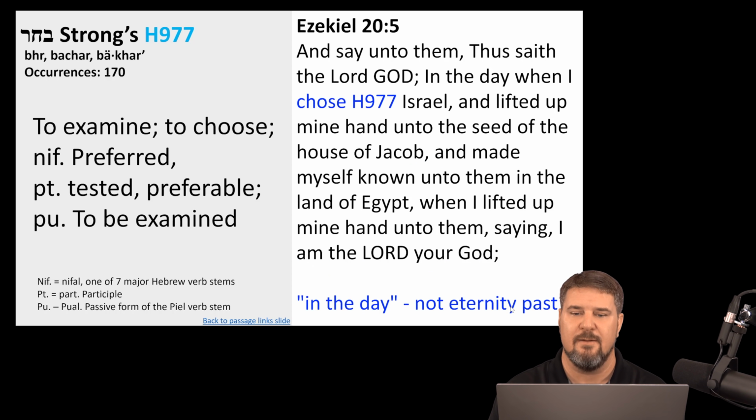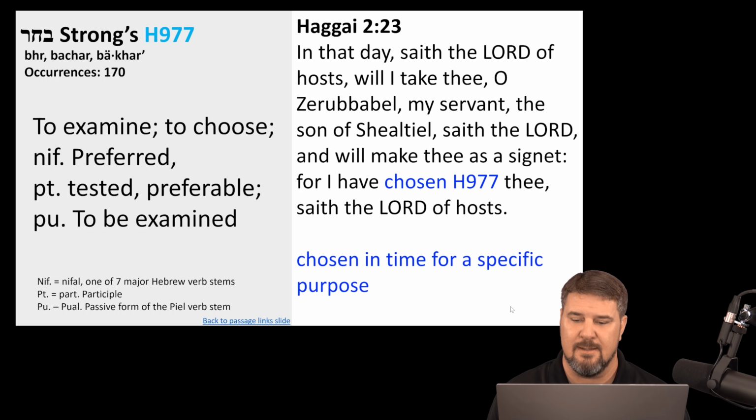Ezekiel 25, "Thus saith the Lord God, in the day when I chose Israel." So in the day, that is not eternity past, it took place in a day. Haggai 2:23, "In that day, saith the Lord." Again, it's chosen in time for a specific purpose.